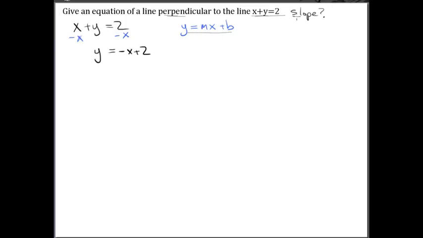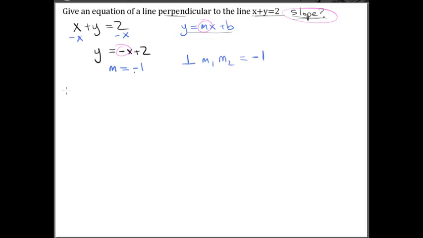Okay, so we need to know the slope. Remember that. We're looking for the slope, and the slope is m. And what's multiplying x? This negative sign. So our slope is negative 1. For a line to be perpendicular, the product of the two slopes has to be negative 1. Wait, but that's what we've got already. So we don't want to change this.